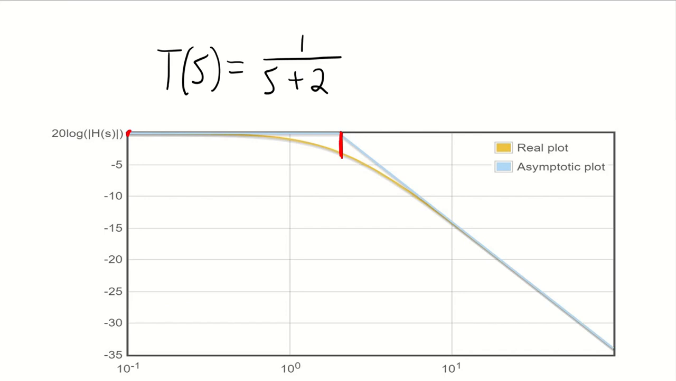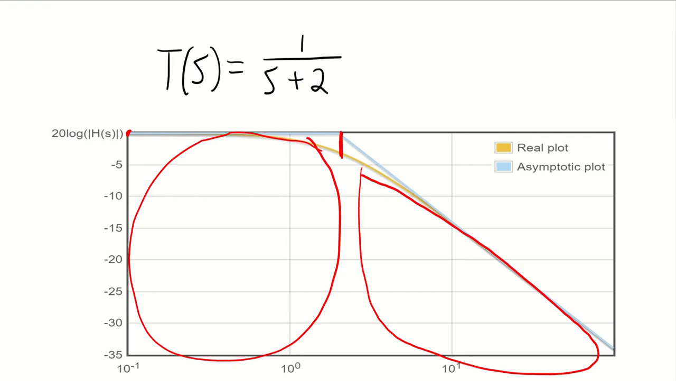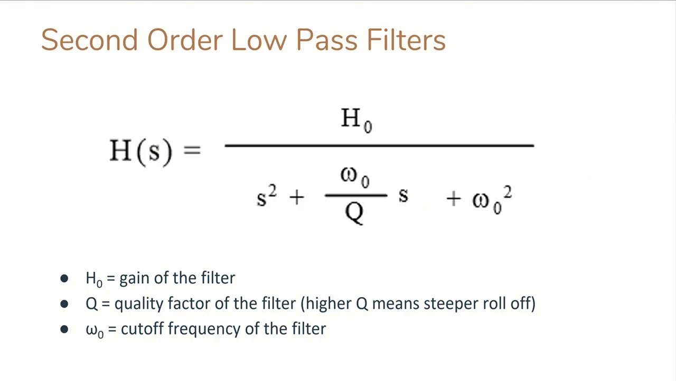Frequencies below our cutoff frequency, in this region, the signal is allowed to pass through. Above it, the signal is not allowed to pass through in this area here. So what that means is low frequencies are allowed to pass, high frequencies are not. Therefore, it's called a low pass filter.